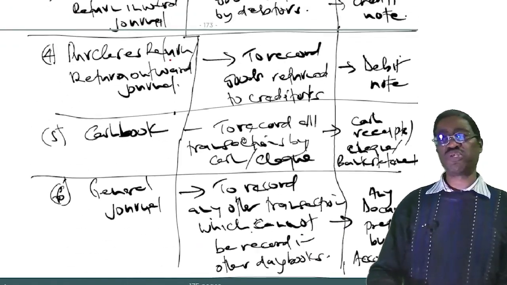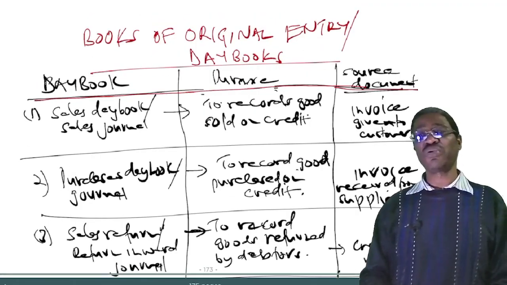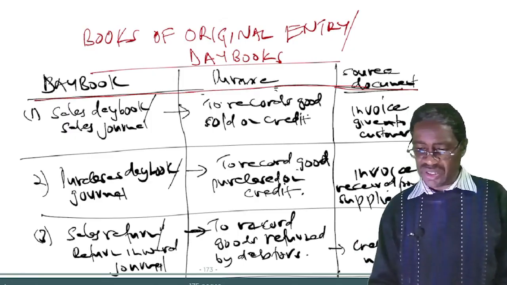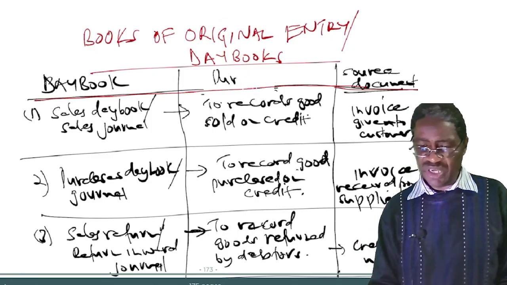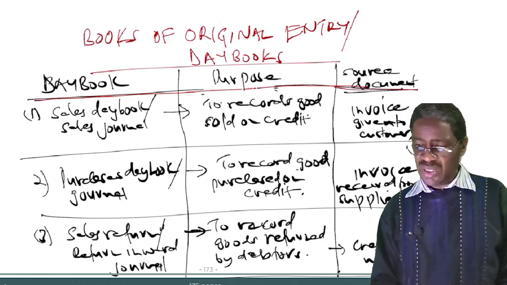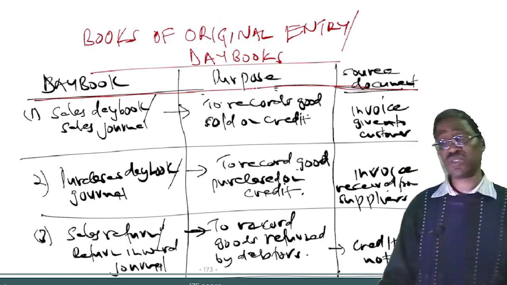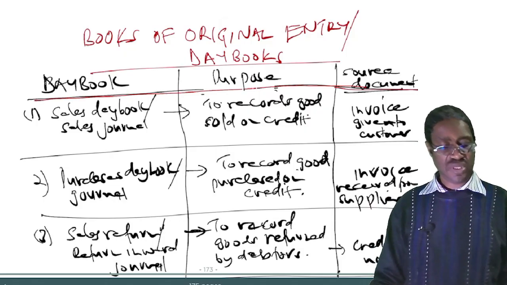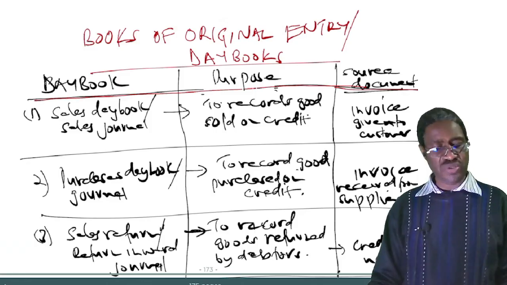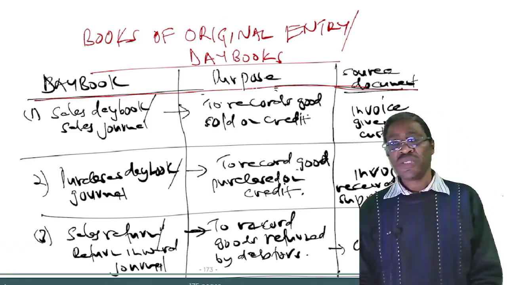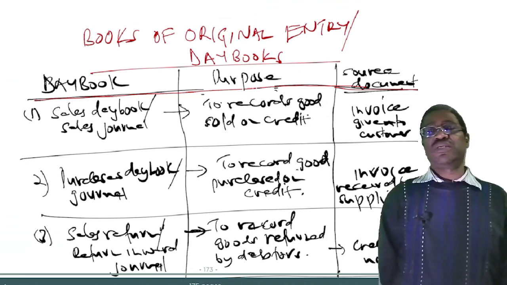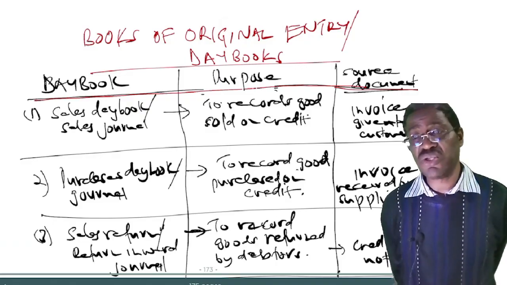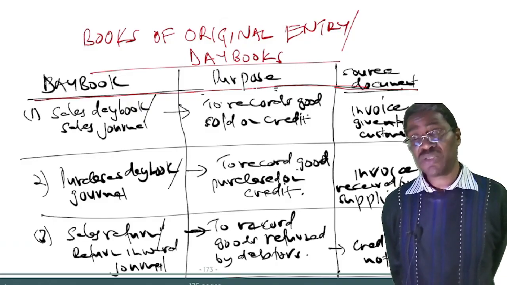Okay, so let's put down those journals. Have a column for day book, and a column for purpose. This is the purpose of the day book, and have a last column called source document. Be a bit faster. We want to continue. So we are saying have the 3 columns: day book, purpose, and source document.